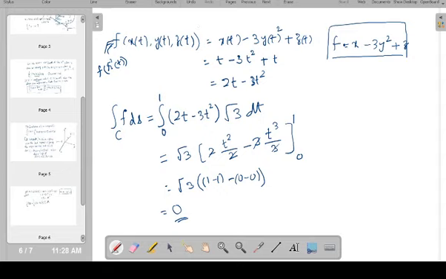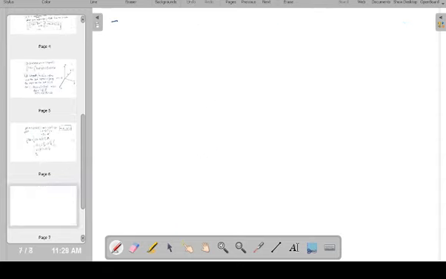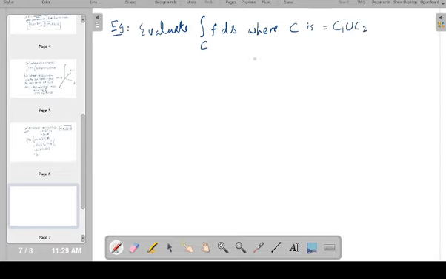We will modify this question a little bit. So as next example, f is the same. Evaluate integral over c, f is the same, with respect to arc length. C is different from the previous example, where C is C1 union C2. C is equal to C1 union C2. So what are C1 and C2? I will tell you.